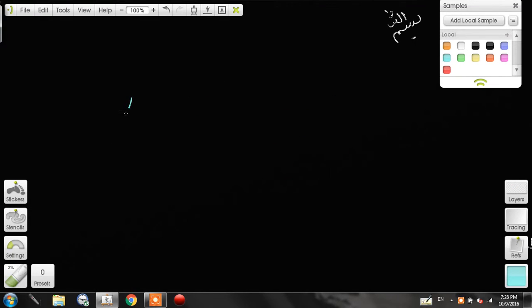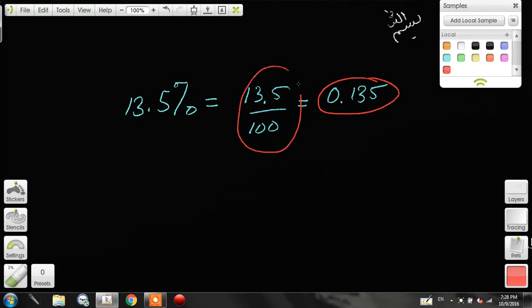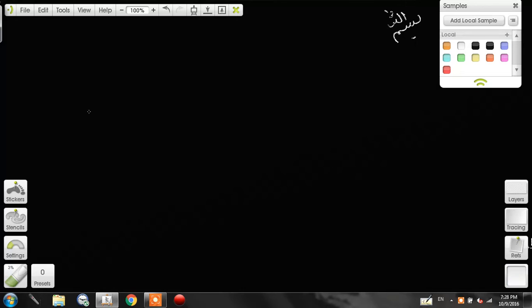So when we say 13.5%, for example, this can be written as 13.5 over 100. And this can also be written as 0.135. This number and this number and this number, they're all the same number. They express the same thing. Now, here what I have done is I have said, okay, 12% is the same as 12 over 100, the same thing as 0.12, right?